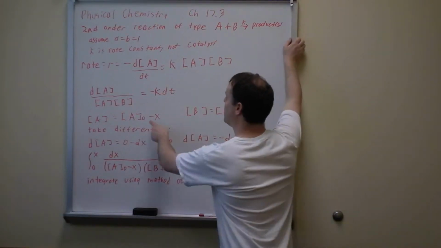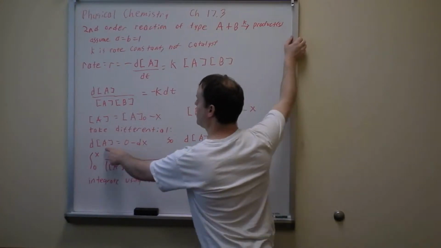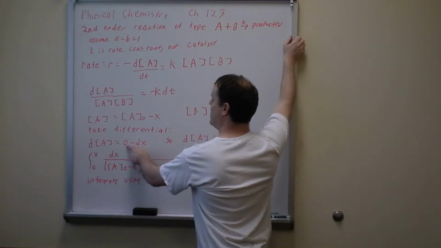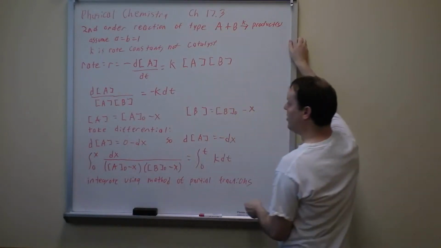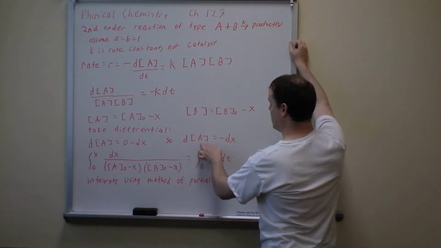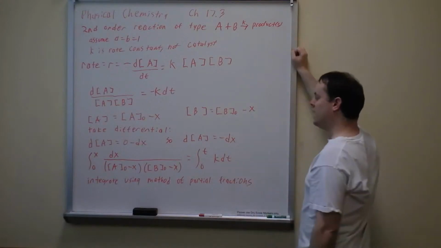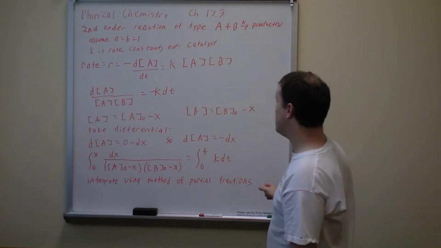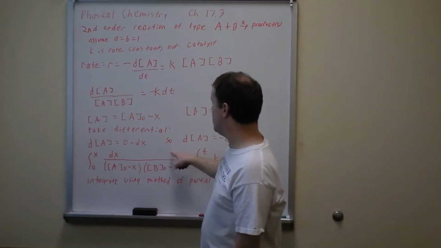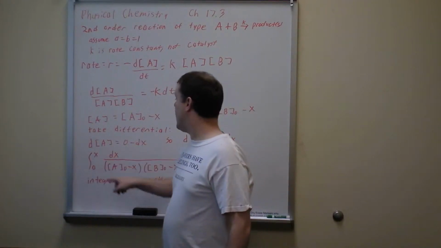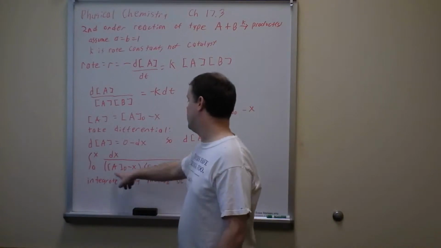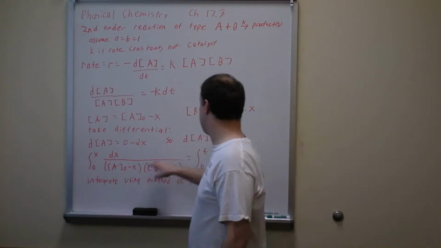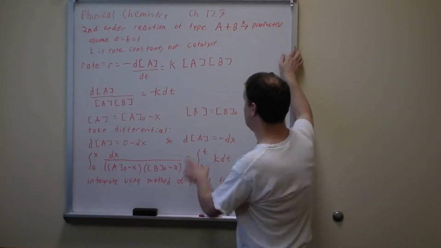Now we want to take the differential of this, so we get the differential of the concentration of A is equal to 0, because this is a constant, minus dx. So we know that the differential of the concentration of A is equal to minus dx. Now what we're going to do is integrate from 0 to x, this difference, dx.